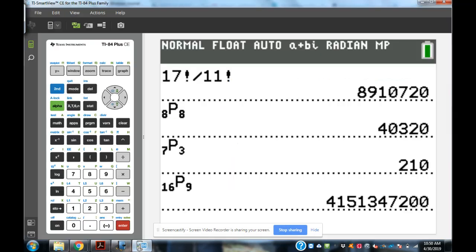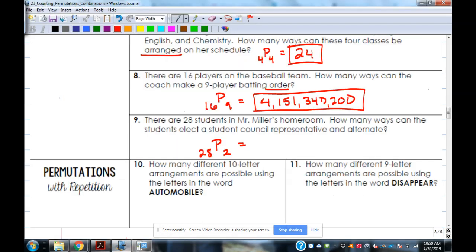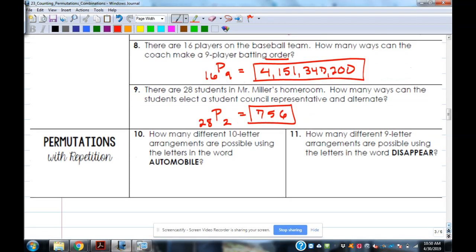Out of that. So copy and paste. 756 ways to choose a representative and an alternate out of that. All right.